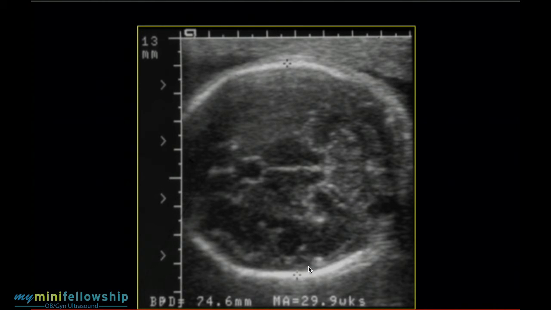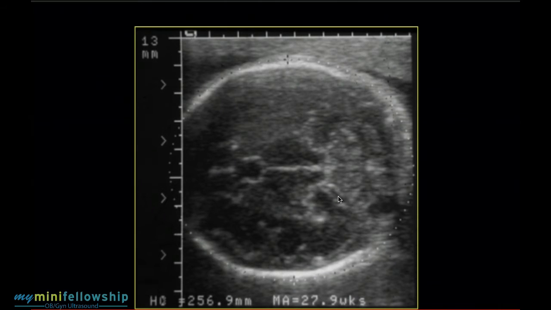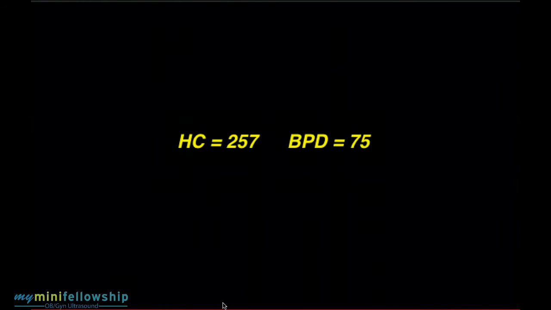Now, this is not the same plane that you would use to measure the head circumference. Why? Because too much of the cerebellum is visualized. So this is an incorrect plane of section for measuring the head circumference, but we measured it and it came out 257. So in that example, we got a head circumference of 257 millimeters and a biparietal diameter of 75 millimeters. This was correct, but this was incorrect.